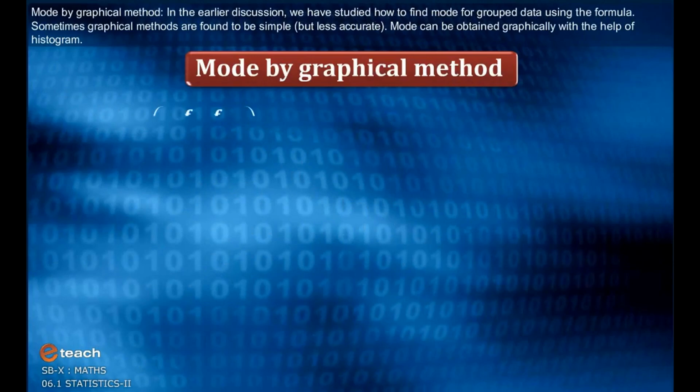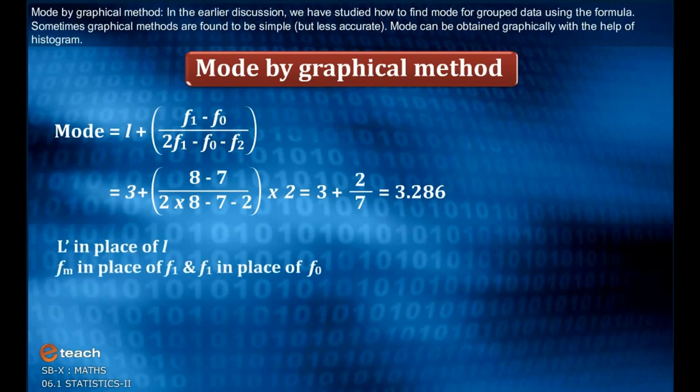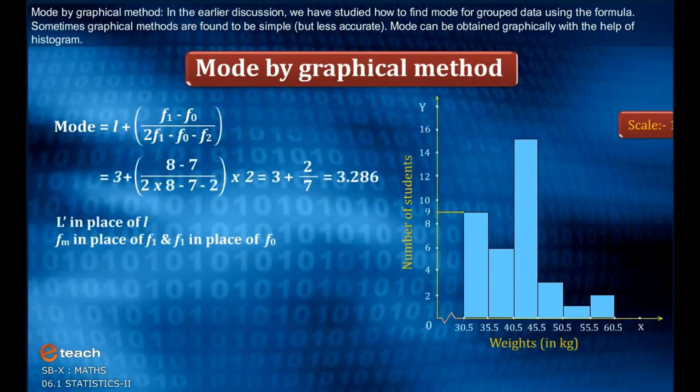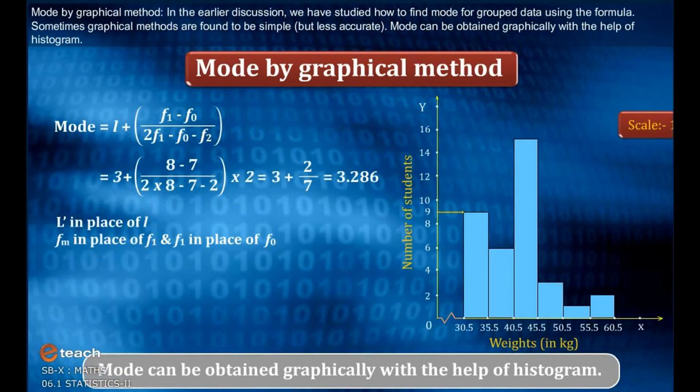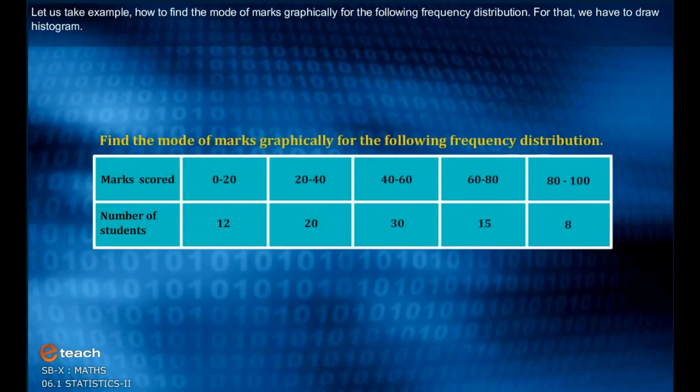Mode by graphical method. In the earlier discussion, we have studied how to find mode for grouped data using the formula. Sometimes graphical methods are found to be simple but less accurate. Mode can be obtained graphically with the help of a histogram. Let us take an example: how to find the mode of marks graphically for the following frequency distribution.